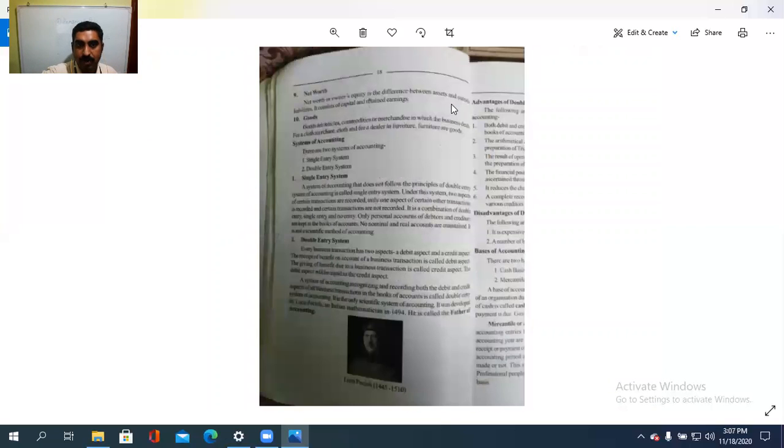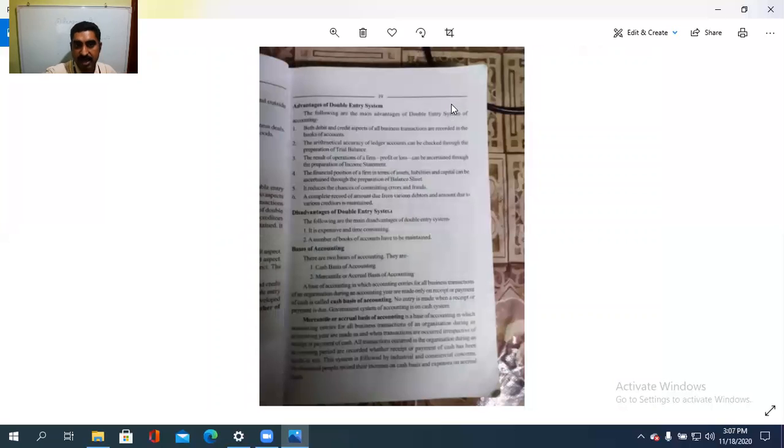Today we saw the advantages and disadvantages of the double entry system, and also the basis of accounting. Cash basis means only cash receipts and payments are entered, while other transactions are ignored. While in the mercantile or accrual basis, whether or not there is a cash receipt or payment, all the transactions need to be recorded.